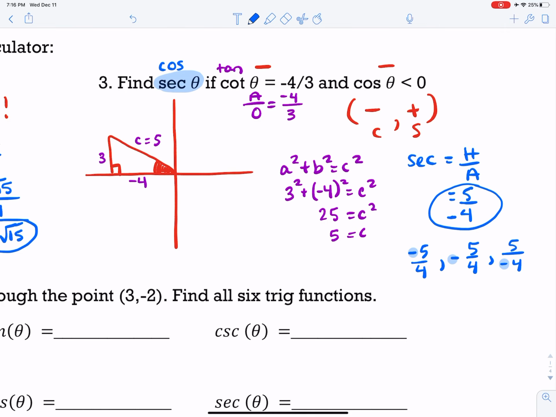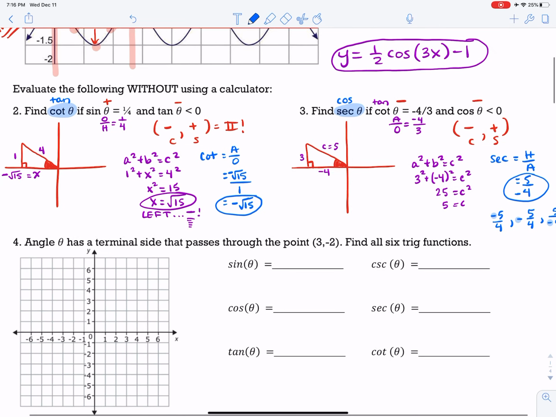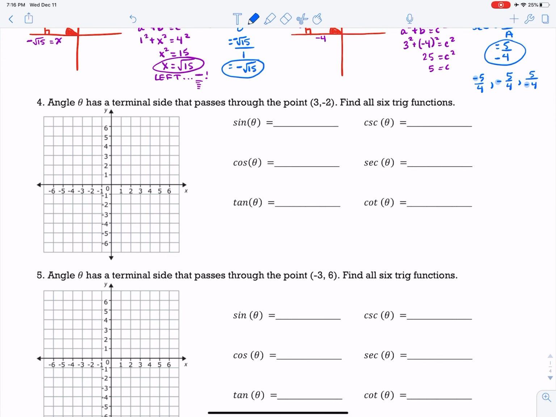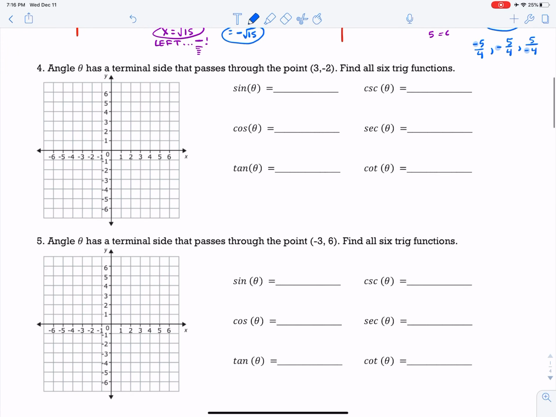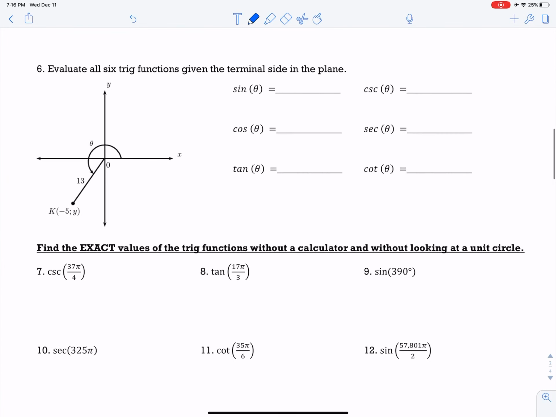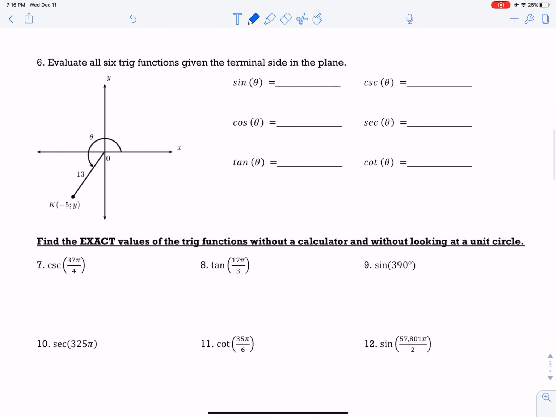All right, next section. Number 4 and number 5, Mrs. Fisher did in her videos, so y'all should be good to go on those. Number 6 is just like the one that Mrs. Fisher did in her video, but I'm going to start you off on this one because it doesn't give you the y value, but it's literally just like the 2 I just did up above.